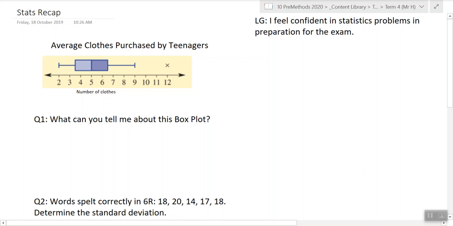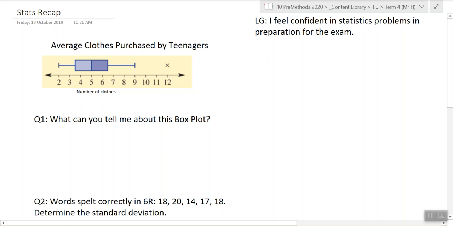So, a stats recap. What do you remember about box plots? They show the 5-finger summary. Yep. What else? They could have an outlier. So what's the 5-finger summary?